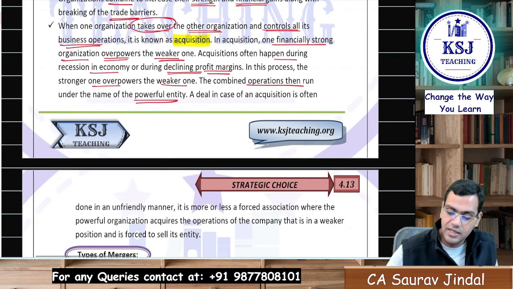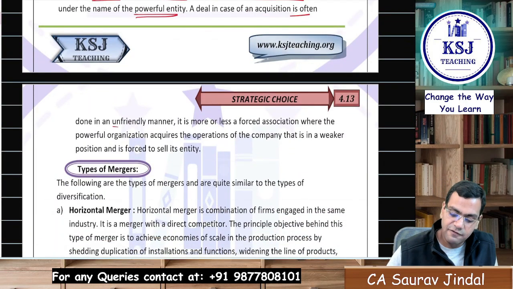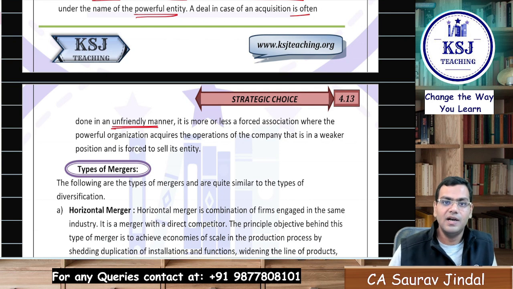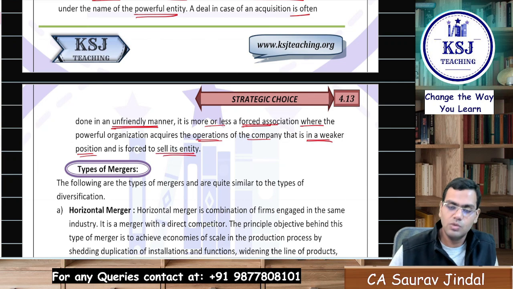A deal in the case of acquisition is often done in an unfriendly manner. Now, this is not a friendly deal. They are not friends or something, right? This is a more professional deal. It is more or less a forced association where the powerful organization acquires the operations of the company that is in a weaker position and is forced to sell its entity.